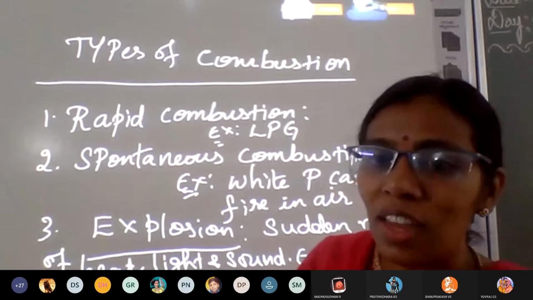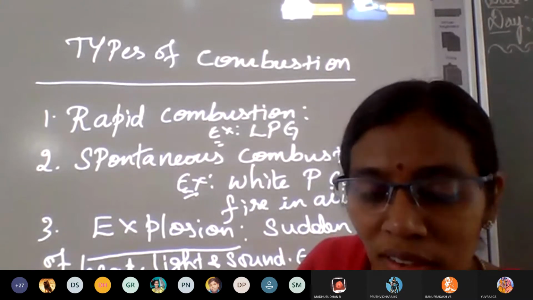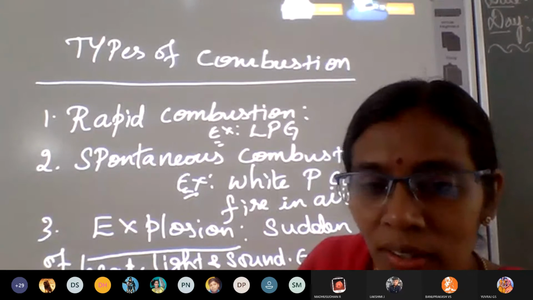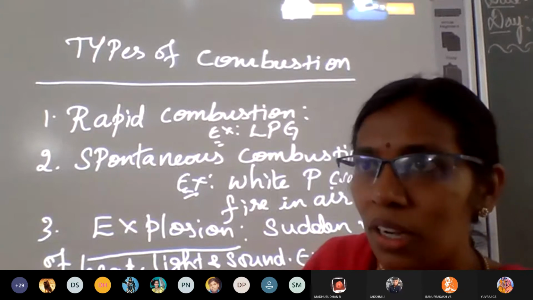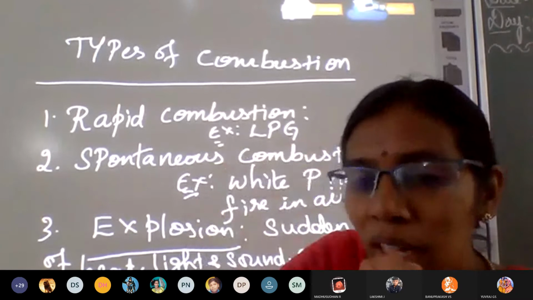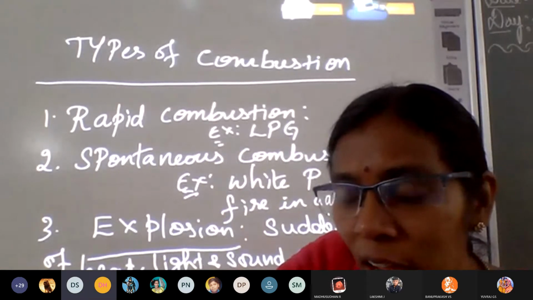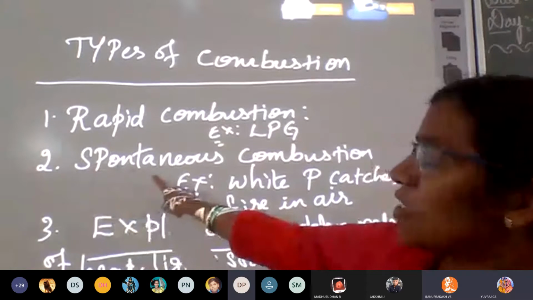Then, any other examples you want to give? A lighter. Lighter in gas. Okay, done. What about paper burning? What type of combustion is it? Rapid combustion.